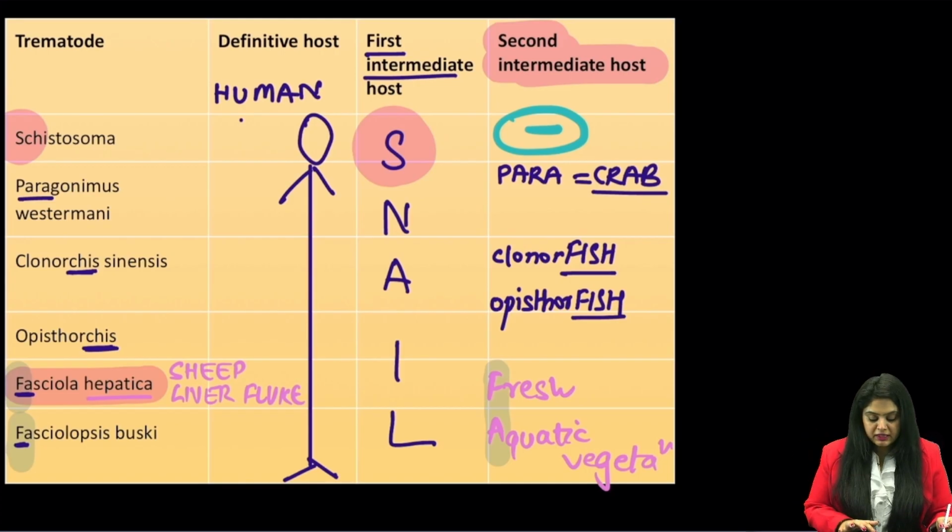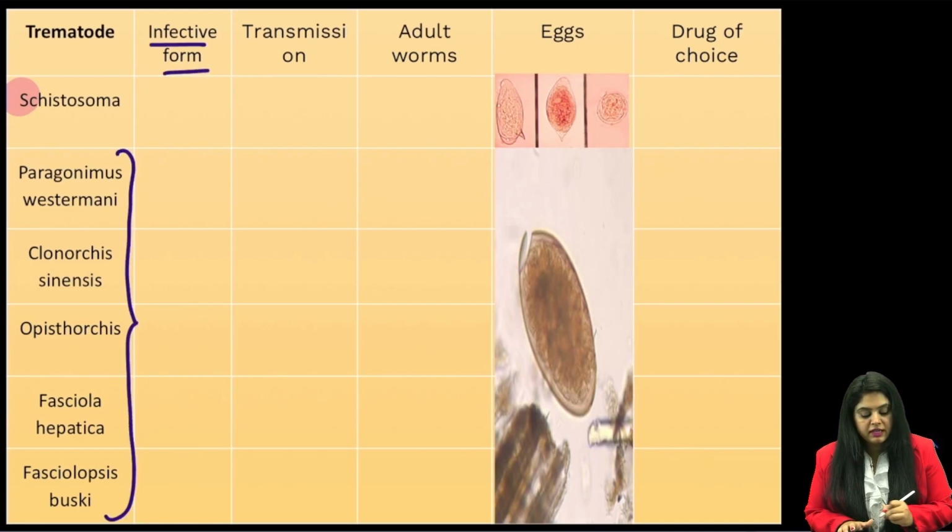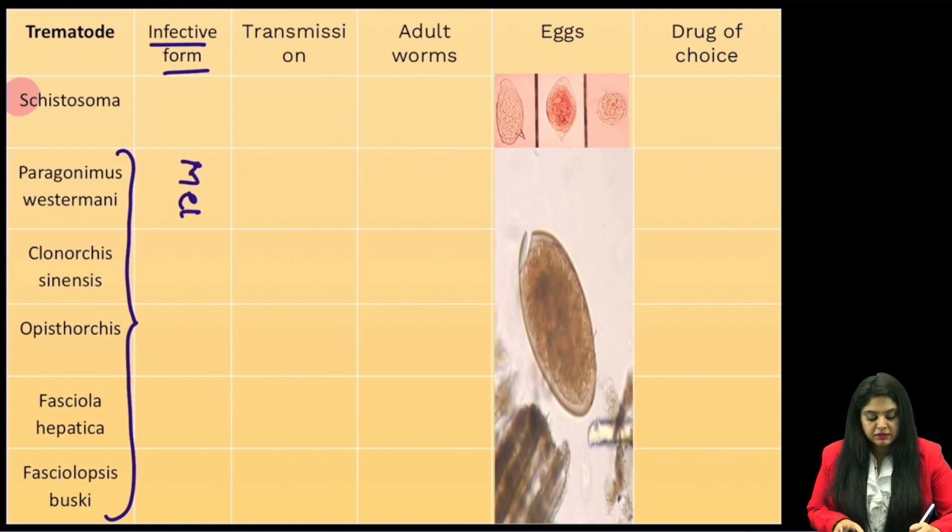So that tells me that in the next table, everything about Schistosoma is going to have an element of S in it. For everyone else in the family, if you are asked what is the infective form, the infective form is going to be the Metacercaria larva.